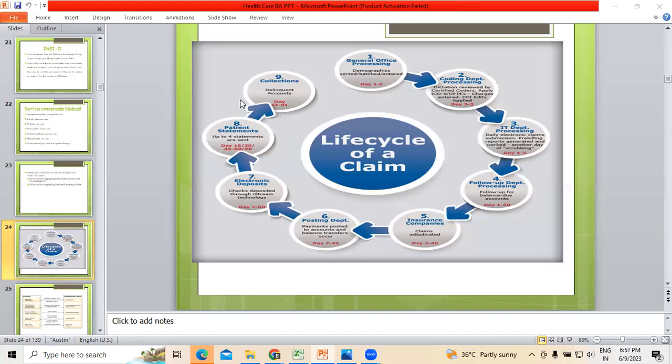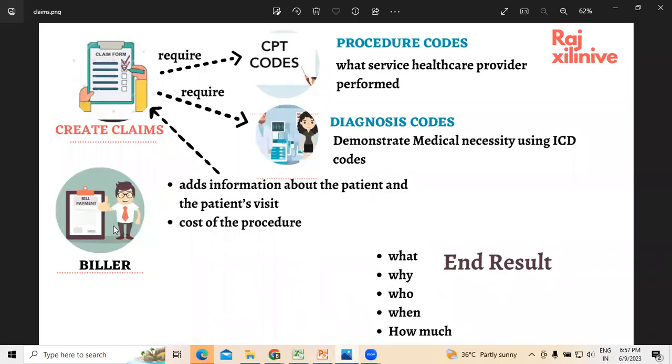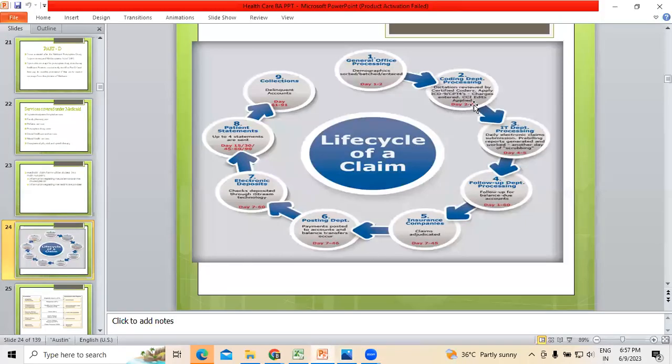Based on that, the second level, the coding department, comes into the picture. This is where we generally talk about the medical coding department. There will be a biller. The billing person has to add all the information of the patients, followed by the patient visits, cost of procedures, everything into the claims. If you want to create any kind of claim, the coding person and biller have to prepare it. This is the second step, where the coding department will process this.